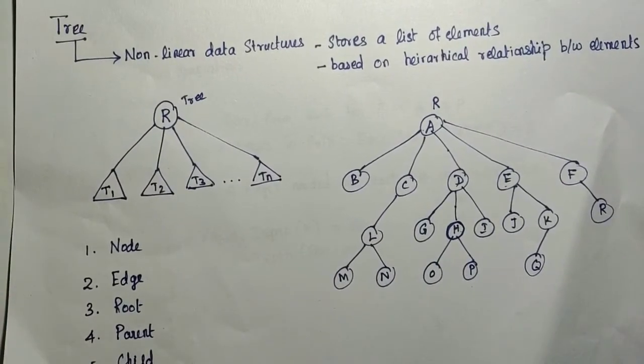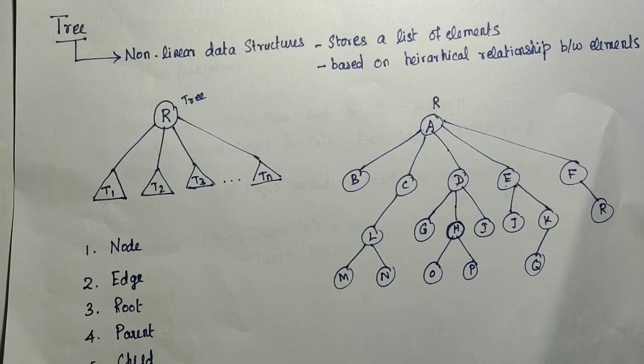It is simply the opposite of the depth. Depth means we are looking from the root to reach that particular node. But height means you have to consider from that node to reach the leaf. The longest path to reach the leaf from a particular node is called the height of a node.